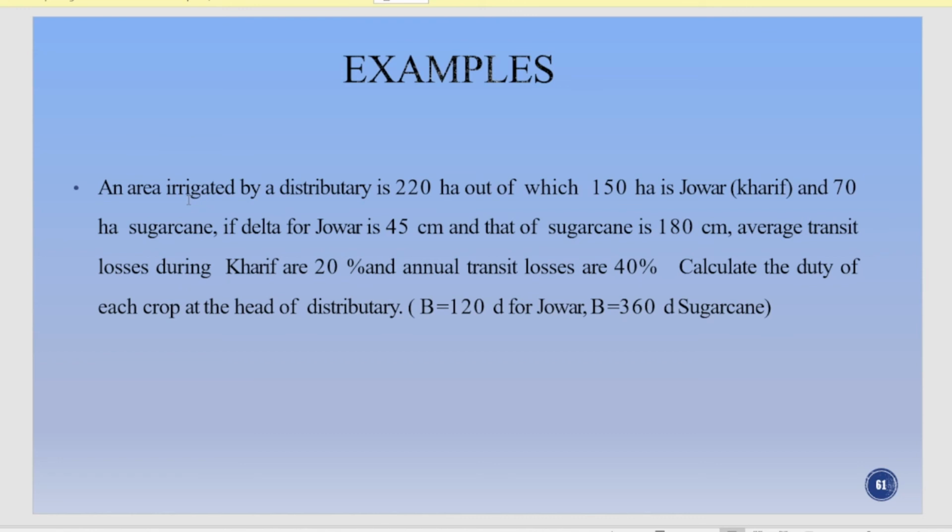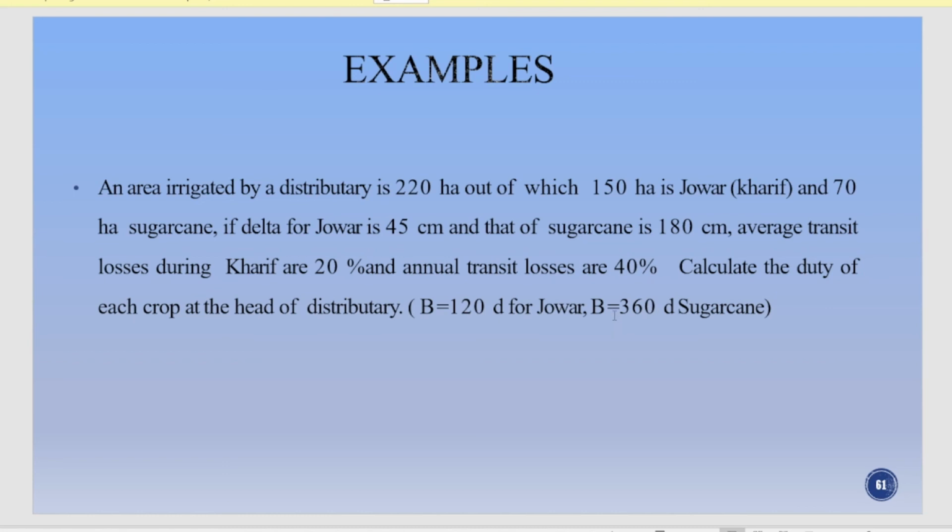The area irrigated by the distributary is 220 hectares, out of which 150 hectares is jowar, kharif, and 70 hectares is sugarcane. If the delta for jowar is 45 centimeter and that of sugarcane is 180 centimeter, the average transit losses during the kharif are 20 percentage and annual transit losses are 40 percentage. Calculate the duty of each crop at the head of the distributary. Okay, base period for jowar is 120 days. Base period for sugarcane is 360 days.